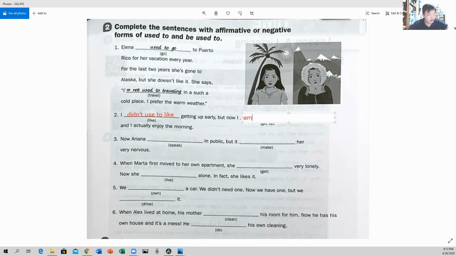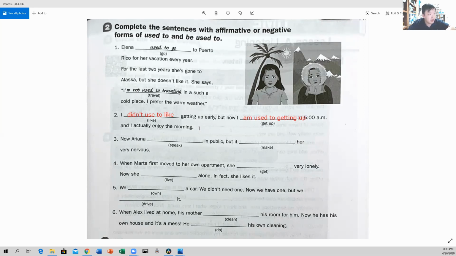I am used to getting up at 5 a.m. and I actually enjoy the morning. Okay, how was it? Kind of complicated, right? But you get used to it. Don't worry. Okay, so now let's go to sentence number 3.